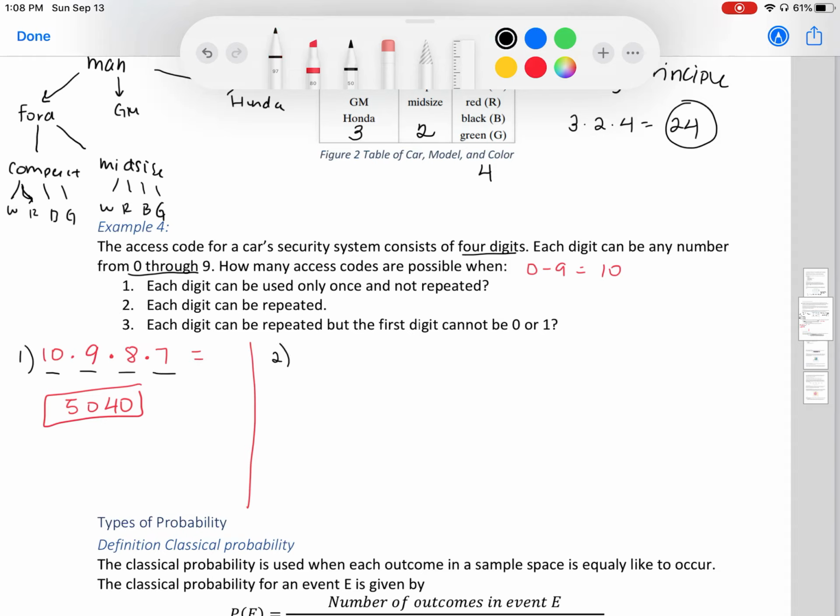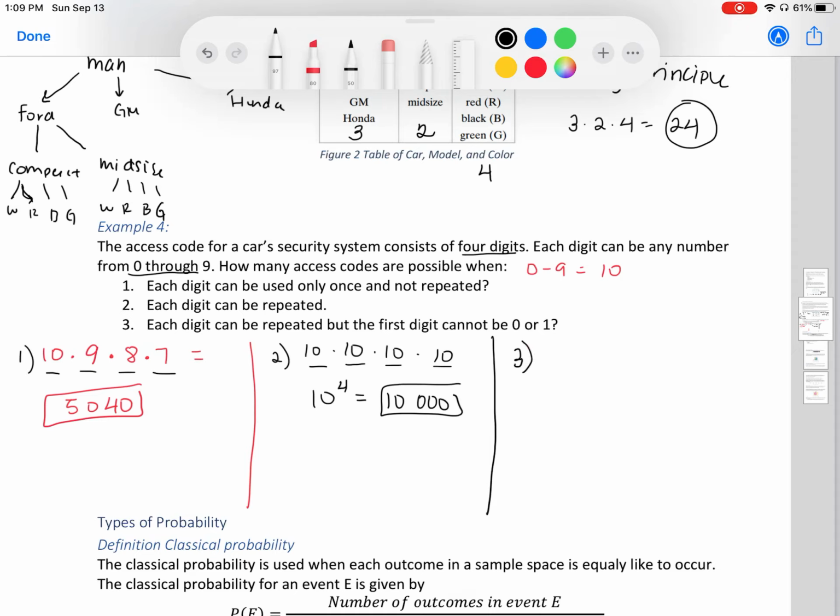All right, 2. Each digit can be repeated. Okay, if each digit for my 4-digit code can be repeated, that would be 10 times 10 times 10 times 10. Or if you want to use exponential notation, 10 to the 4th power, which gives us 10,000 combinations.